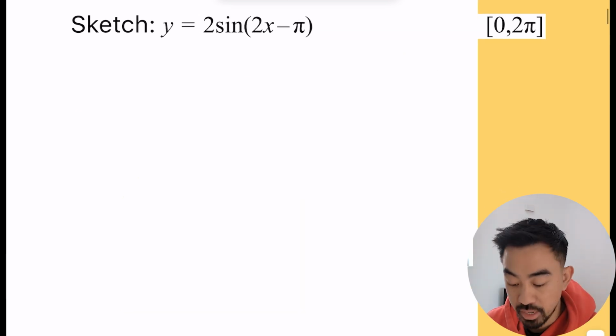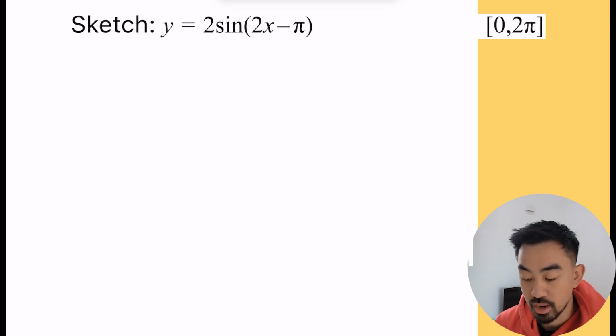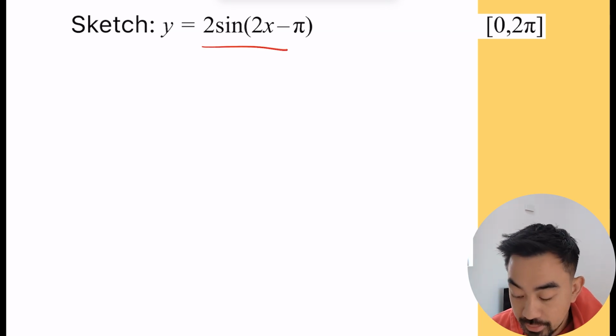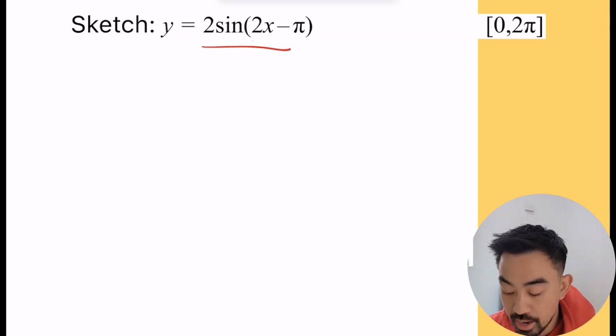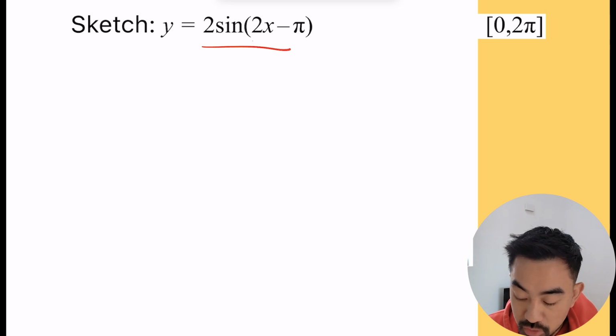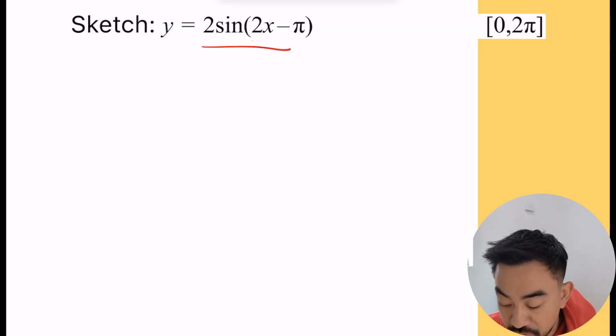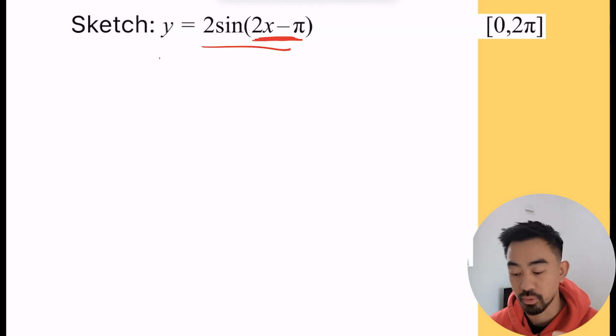All right, guys, last example today. So sketch y is equal to 2 sine 2x minus pi. A little bit different this time. So before I even start, I'm going to factorize this bit in here, because I want that number on the outside. I want that b on the outside.